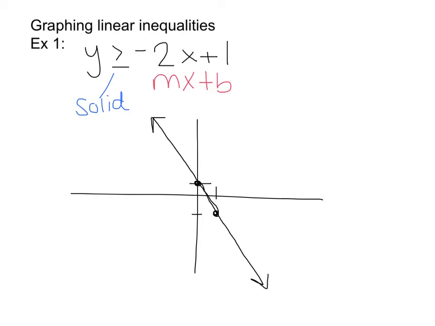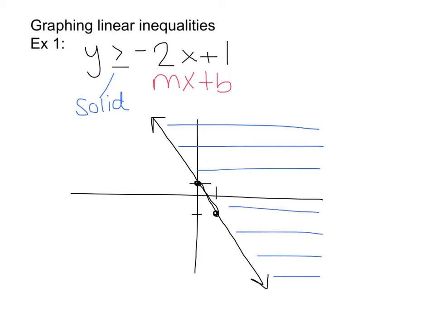Now we need to shade our graph. So we're looking for the region of this graph where y is greater than, and everything above your line is going to be greater than. You can also take a test point and plug it in to see if you shade that side or a different side. It's always nice to use the point 0, 0 as your test point, unless, of course, your line goes through your origin, then that would not be a good test point.